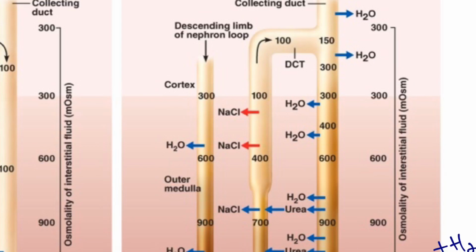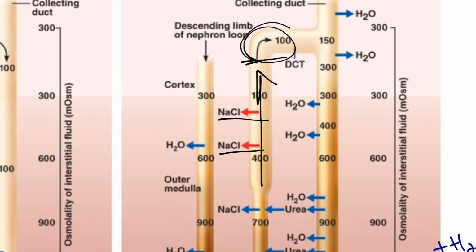Those active transport pumps that are moving salt have to have time to pump that salt. And if GFR is too high and this fluid is racing through too fast, those pumps won't have enough time to remove the sodium, and sodium levels up here will be too high. And if the fluid moves too slowly, there will be too much time, the pumps will take out too much sodium, and sodium levels up here will be too low.